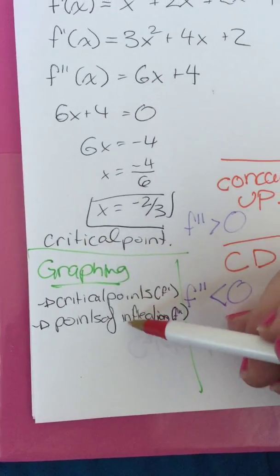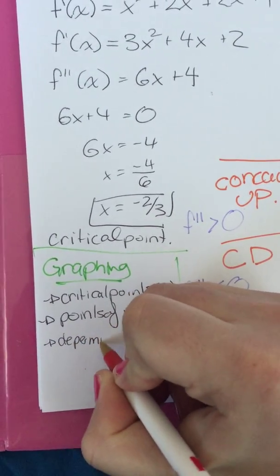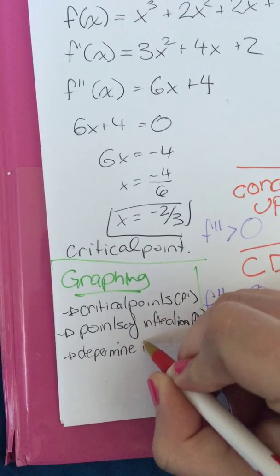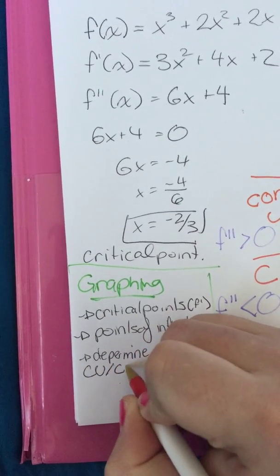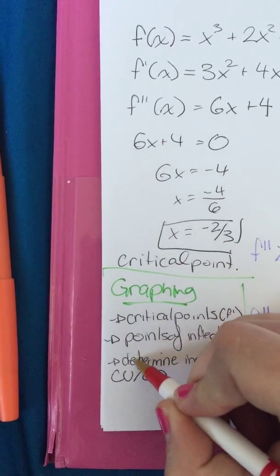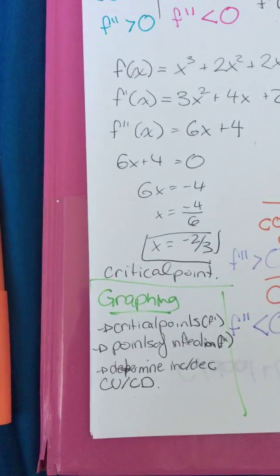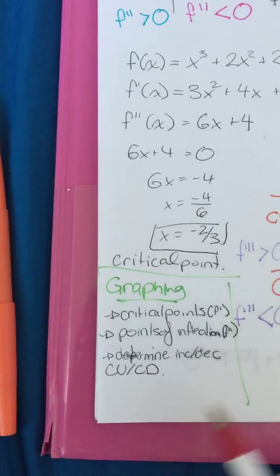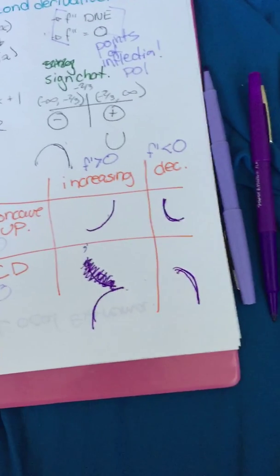All right. Once we've done that, we can determine increasing and decreasing, and concave up and concave down. Determine. Sorry, it's not my spelling that sucks, it's my actual handwriting that sucks. Please forgive me. All right, so we can determine the increasing, decreasing, concave up. So basically we can determine where each of these pieces falls on the graph.